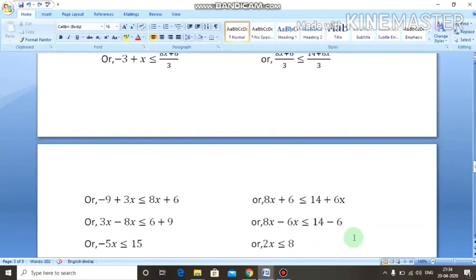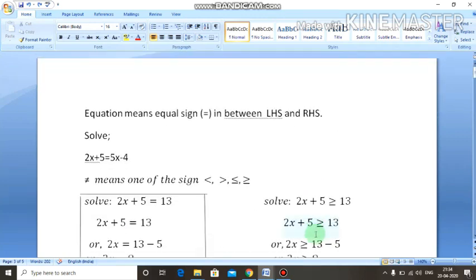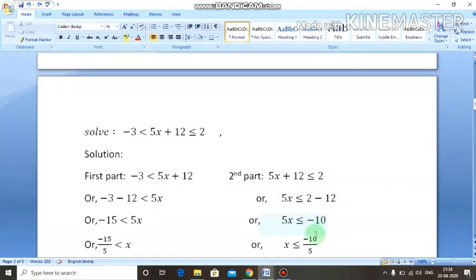Now consider all the x related terms on one side, then 8x minus 6x less than or equal to 14. The 6 was on the left hand side, and we have considered it on the right hand side, so it will be -6. And lastly 2x less than or equal to 8. To compute x, we have to divide both sides by 2, and 2 is a positive number, so there is no change of inequality sign, so x is less than or equal to 4. So we have to combine these two.